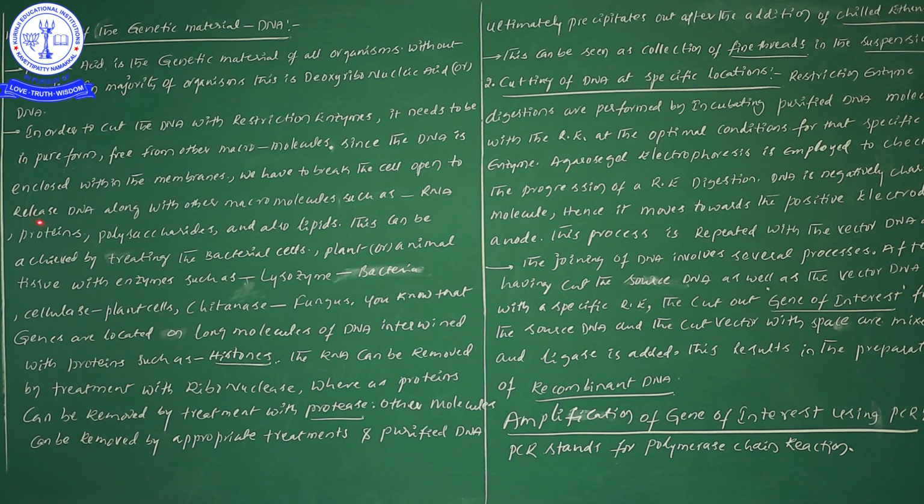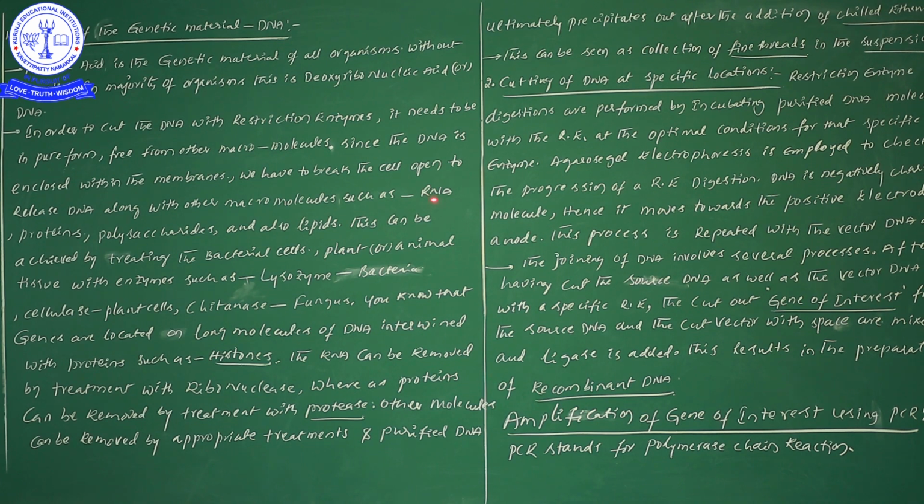To release DNA along with the other macromolecules, when we cut the membranes, along with all the membranes and macromolecules, DNA will also be there. Now what we have to do is digest all these macromolecules except DNA. So first of all, let us see roughly what macromolecules are present in the cells.